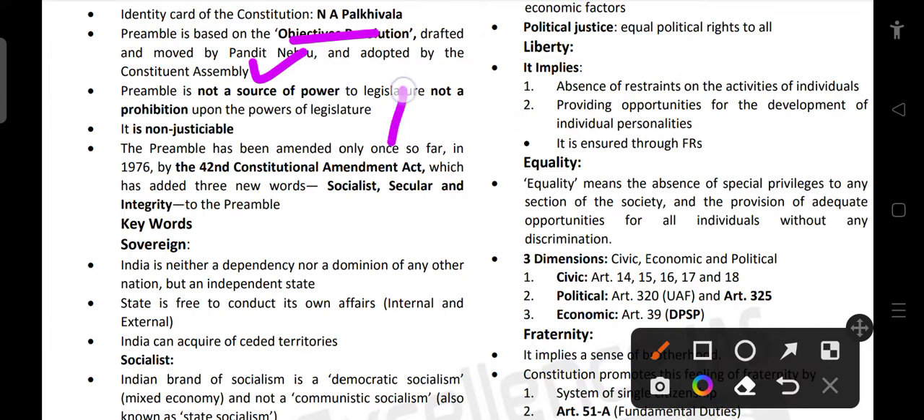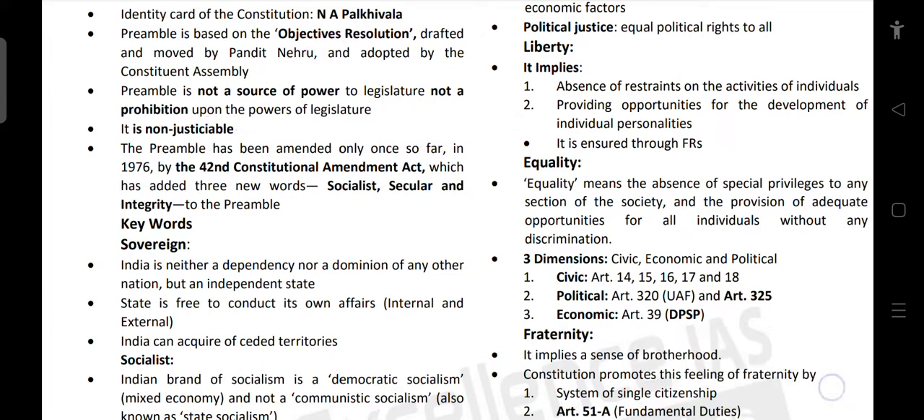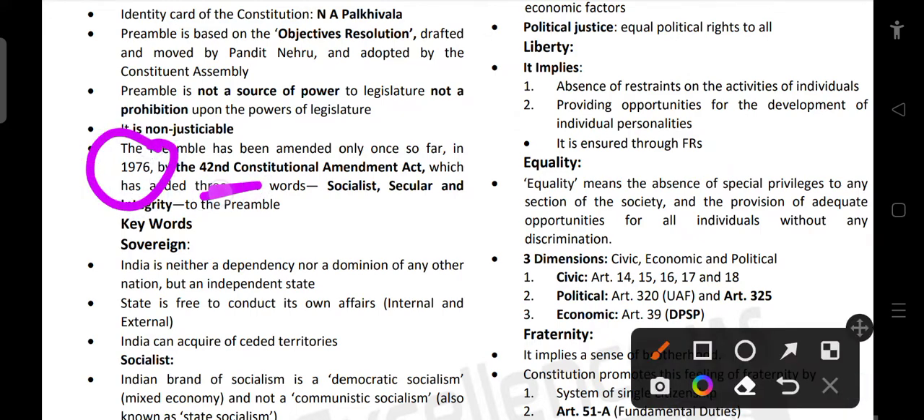And we also have to remember this, the preamble is not a source of power to legislate, nor a prohibition upon the power of legislation. So it is neither a source nor a prohibition, and it is non-justiciable. DPSP and preamble are non-justiciable, whereas fundamental rights are justiciable. The preamble has been amended only once so far, in 1976 by the 42nd Amendment. The 42nd Amendment is also called the mini constitution because many important amendments took place during Indira Gandhi's period.